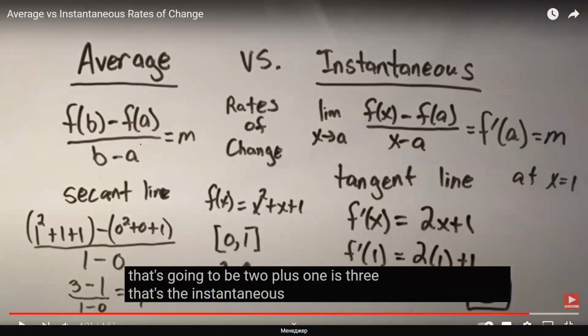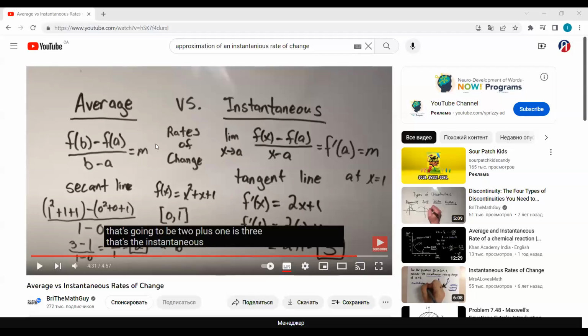So now I see he's comparing the average rate of change to the instantaneous rate of change. And he's using advanced techniques from calculus, which are called derivatives, but we won't get into that just yet.